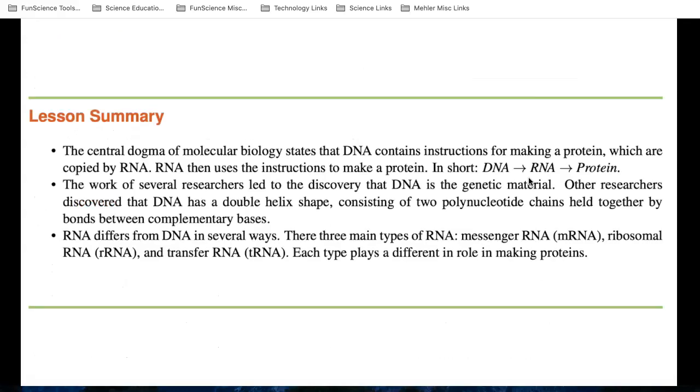So the lesson summary: we should know what the central dogma is. We should know the structure of DNA and RNA and the 3 types of RNA: messenger RNA, ribosomal RNA, transfer RNA, and what their roles are. We'll see all of that in much more detail in the next section, which talks about specifically how we make a protein.